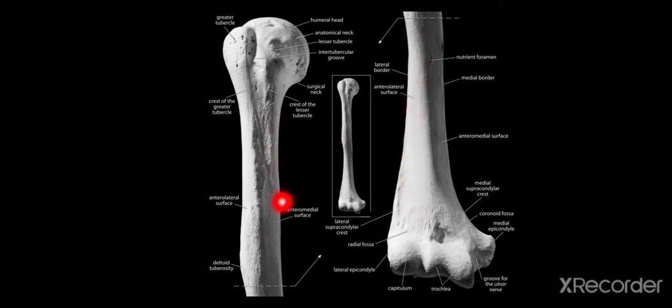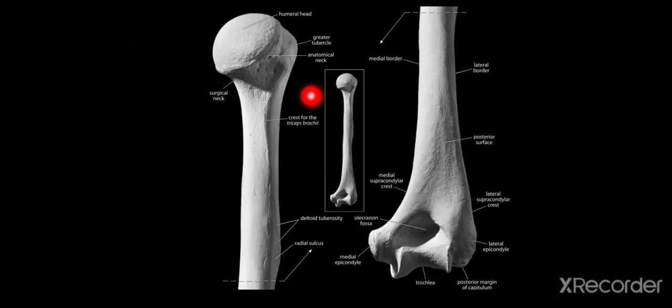Coming to the medial border, it is an extension of medial lip of bicipital groove and extends up to the medial epicondyle. This border in its middle has a rough impression that gives insertion to the coracobrachialis, and on the lower part it is sharp to form the medial supracondylar ridge. The medial supracondylar ridge gives origin to humeral head of pronator teres near the medial epicondyle. And coming to the lateral border, it extends from the posterior part of greater tubercle up to the lateral epicondyle.